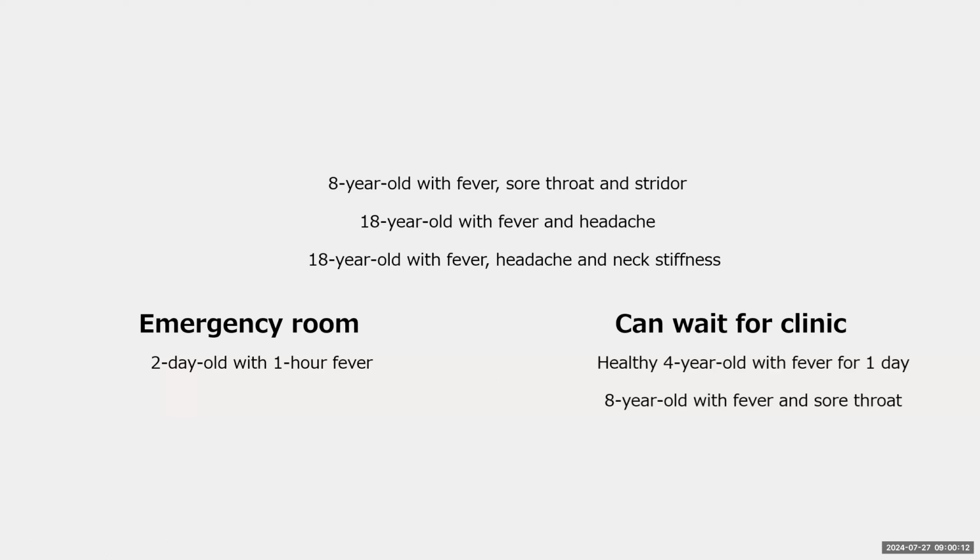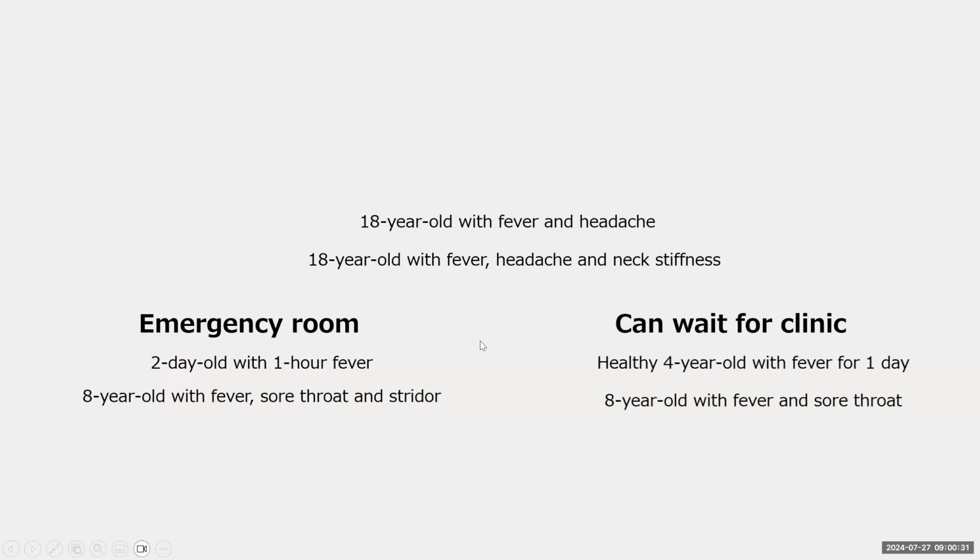So next one, an 8-year-old with fever, sore throat, and stridor. For those who don't know, stridor is a noisy upper airway sound that sounds a little bit like snoring. I got a lot of emergency. Great, excellent. The reason they need to go to the emergency room is that stridor is a concerning sign for impending upper airway obstruction. So that kid needs to be seen.